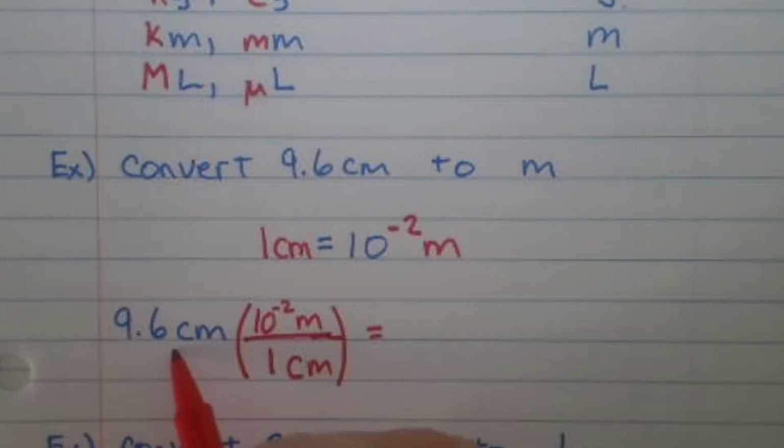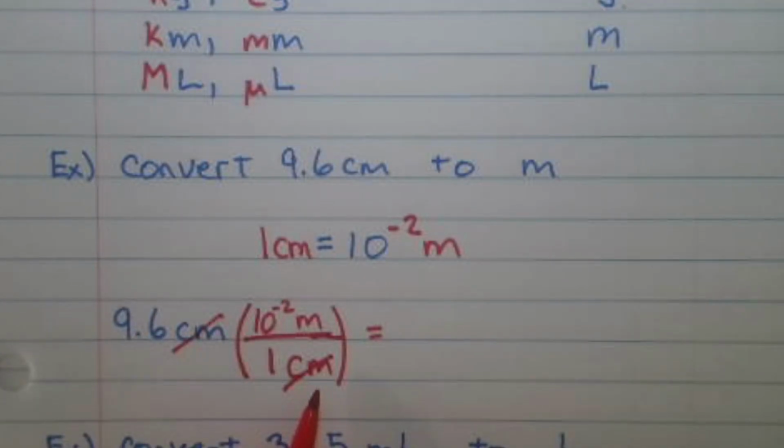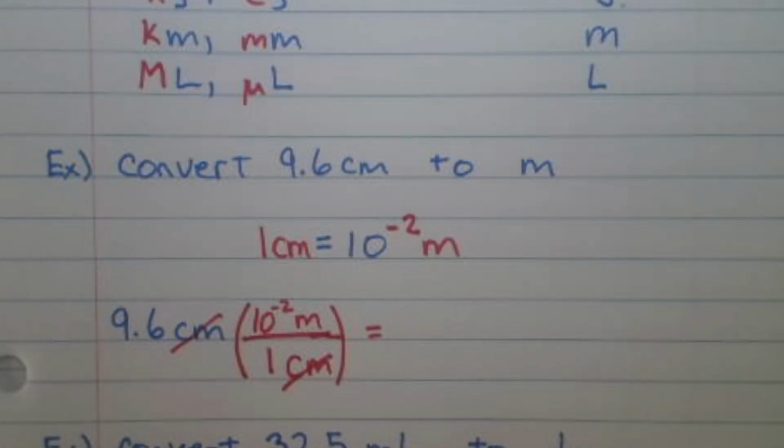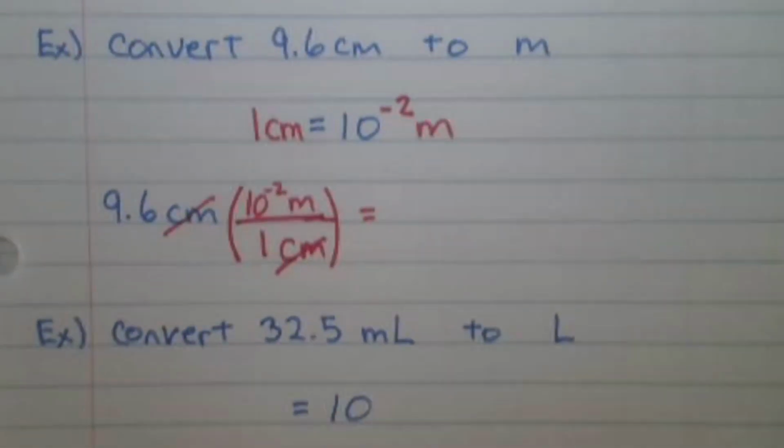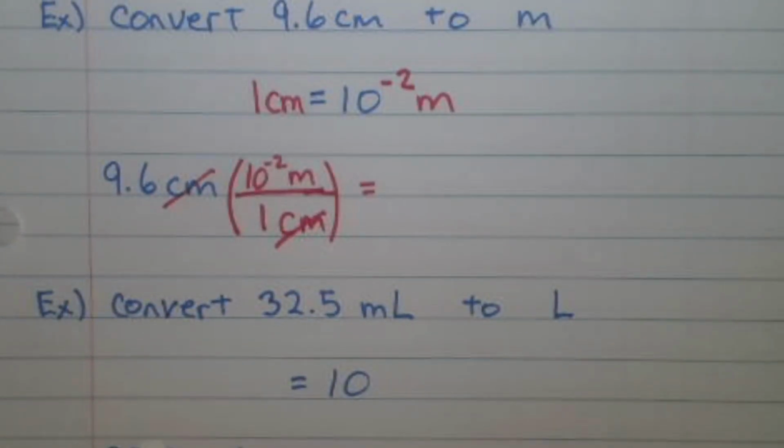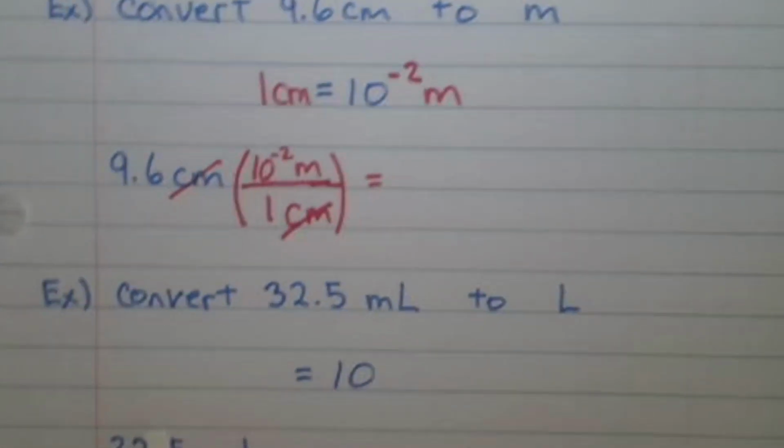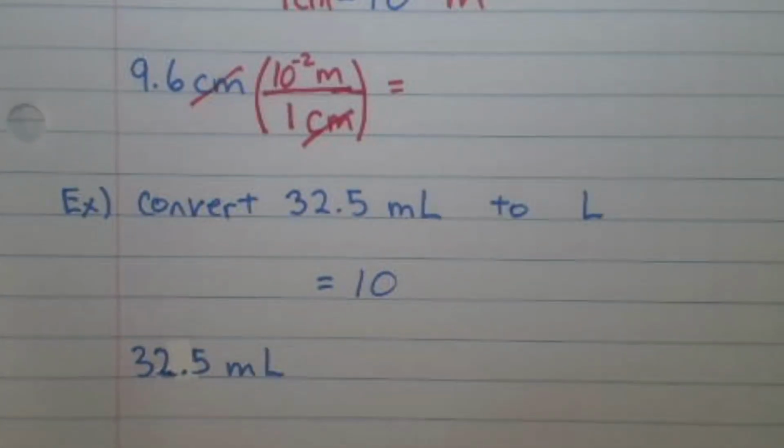We cancel our unit in step 3, so the unit that we cancel is centimeters. And for right now, we're not going to worry about calculating. We just want to set these up. I think that's the trickiest part, is just setting these up. Calculating, I think everybody can basically do without a lot of issues.